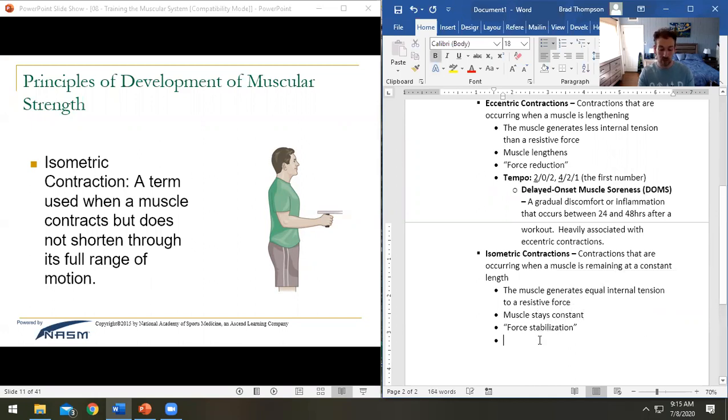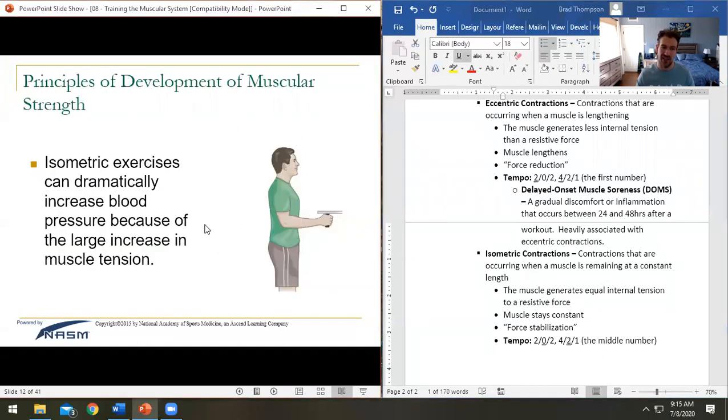And when we're looking at tempo here, this is that middle number. So 2-0-2, 4-2-1, the middle number. Underline that and underline that. So that is our isometric contraction. It doesn't shorten, it doesn't lengthen.